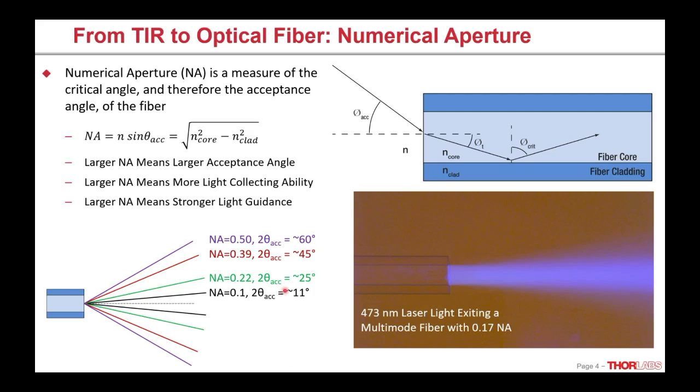You can see some common fiber NAs and the resulting angle of acceptance. And then what I think is a pretty neat image here under a microscope. We're just looking at a fiber with light exiting, blue light, at about 0.17 NA.